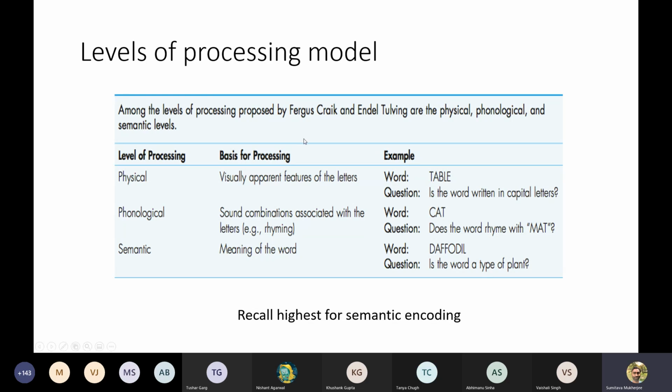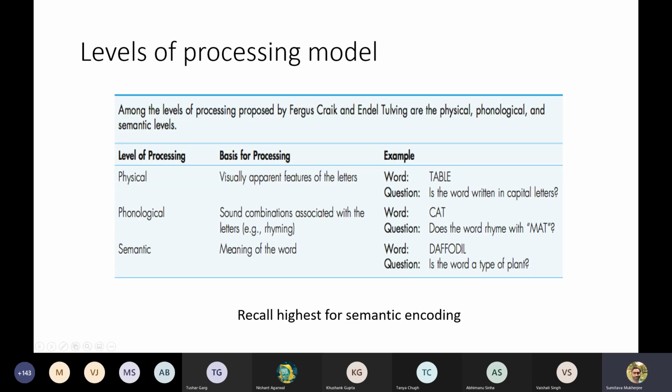What it turns out is, this is work done by Craik and Tulving, who are again great psychologists who have worked on memory a lot and also worked on models of memory, say that if you force people to either use a semantic level of processing, or you force people to use only a physical level of processing, you can see that the recall is highest when there is semantic encoding, or when you understand the meaning of something.